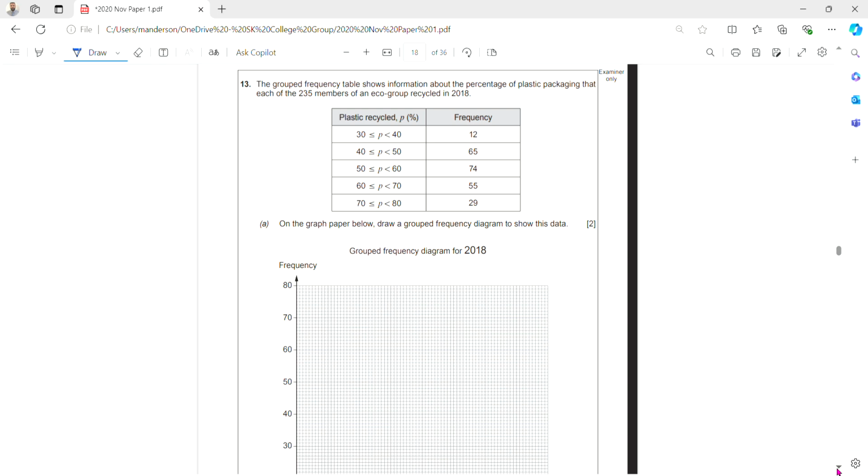So the grouped frequency table shows information about the percentage of plastic packaging that each of the 235 members of the eco group recycled in 2018. So 12 people recycled between 30 and 40% of their waste, 65 between 40 and 50, 74 people were between 50 and 60%, 55 people recycled between 60 and 70%, and 29 people recycled between 70 and 80%. On the paper below, draw a group frequency diagram to show this data.